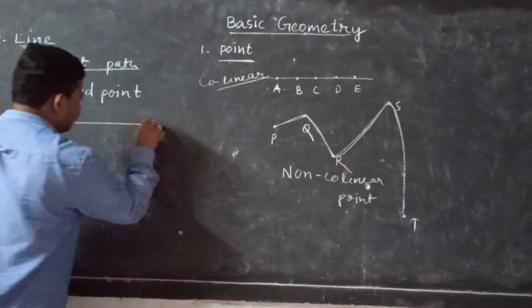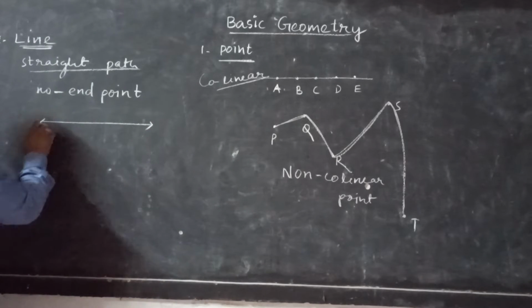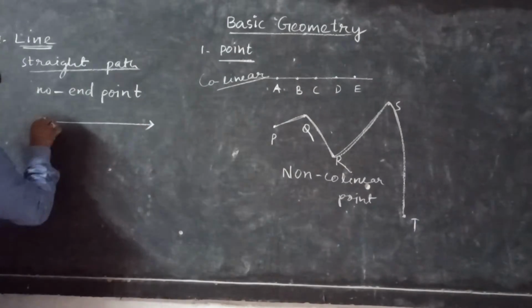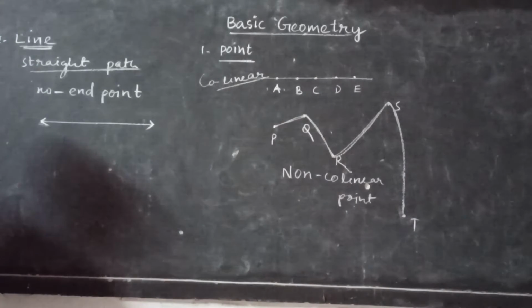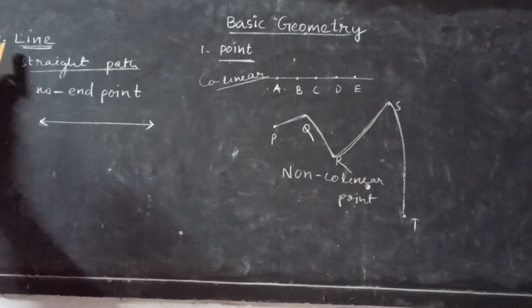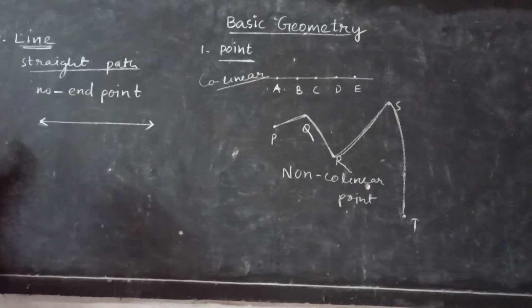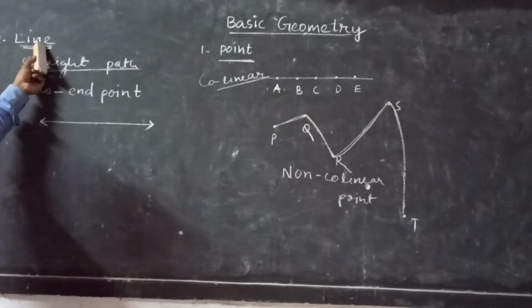Hence, a line can be represented as in the figure I have drawn like this. We will put 2 arrowheads at both the ends because it can extend in both directions endlessly. Okay? So what is a line? A line is a straight path which extends endlessly in both directions. That is called a line. Okay?